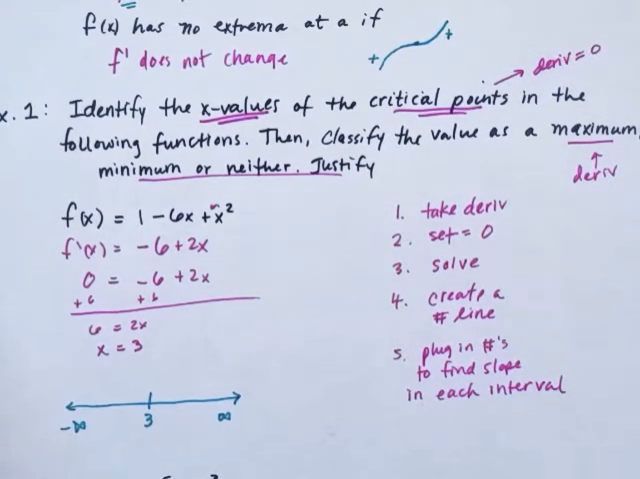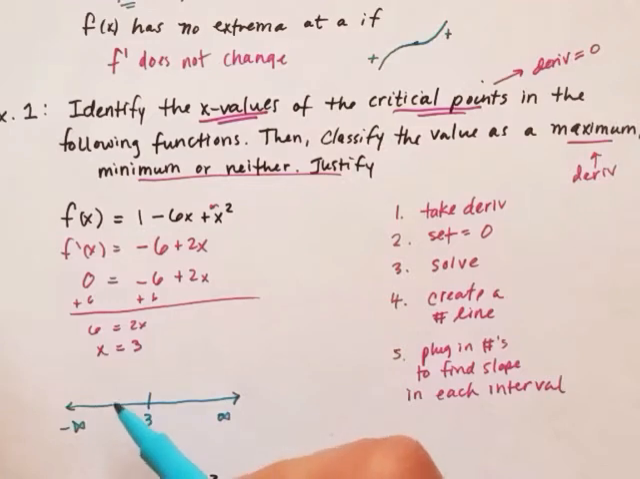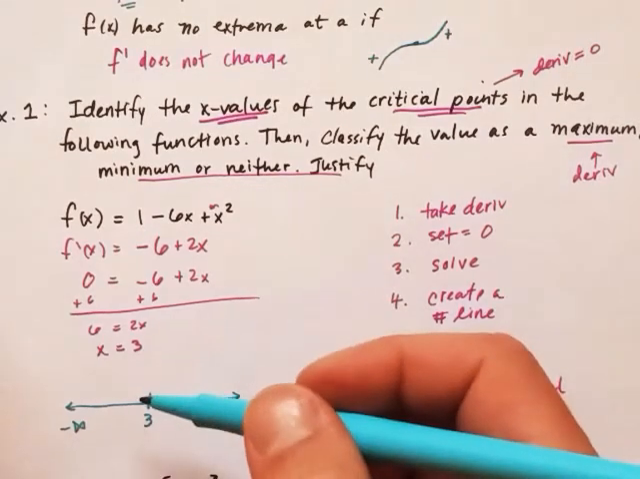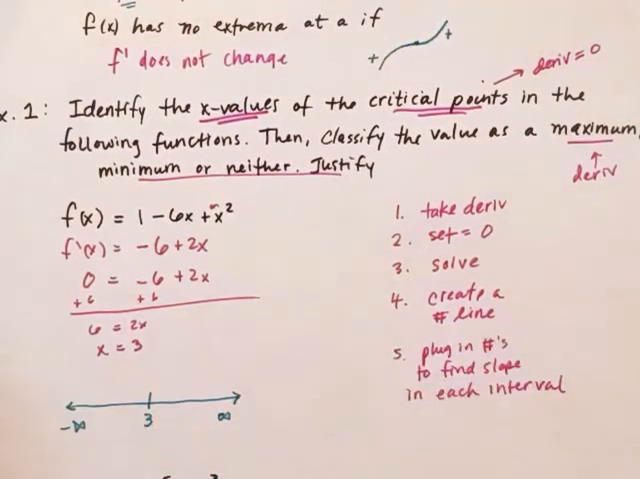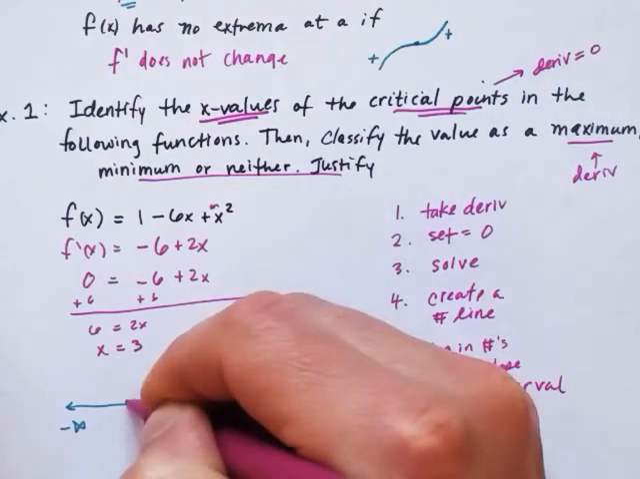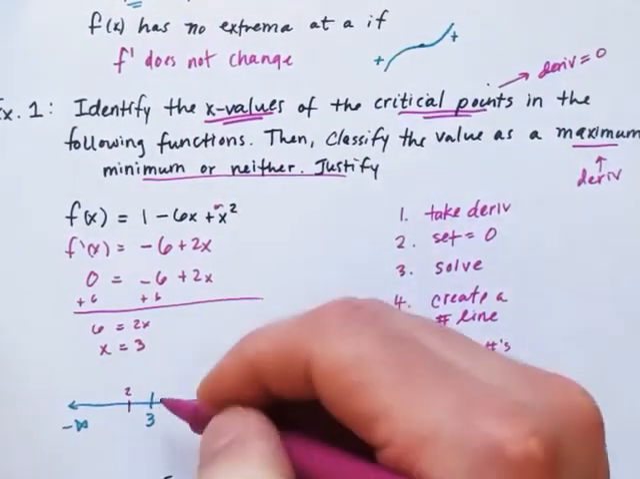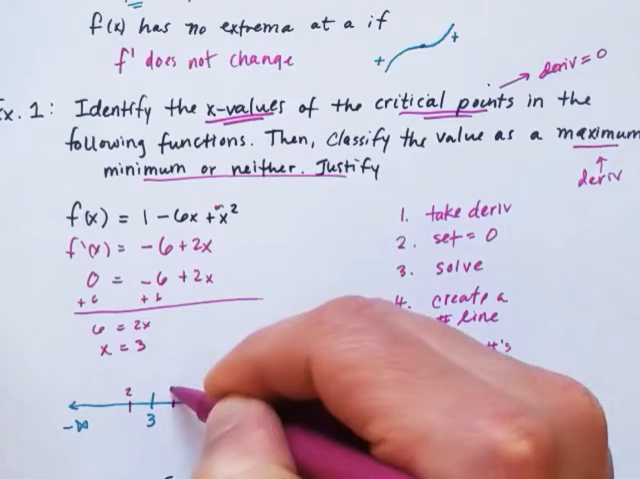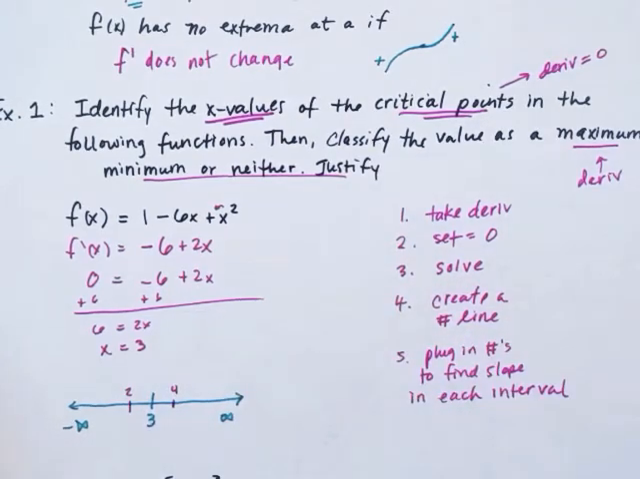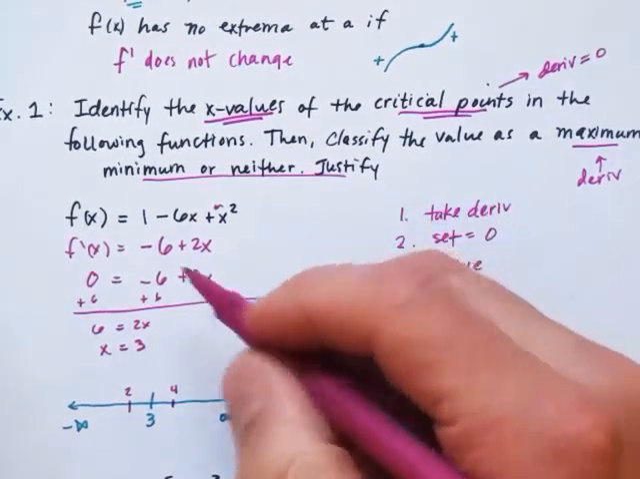Well, in this case, we only have 2 intervals. We have negative infinity to 3 and 3 to infinity. So there's really only a couple of things that we would have to plug in. Let's say anything to the left of 3 would help us find our slope over here. So let's think what's smaller than 3. I would say a number like 2. And for the right, let's say a number bigger than 3, let's say 4. And we are going to plug those into our derivative.